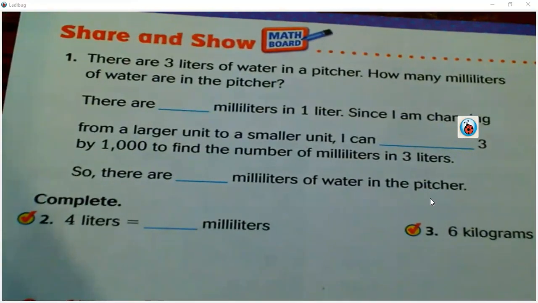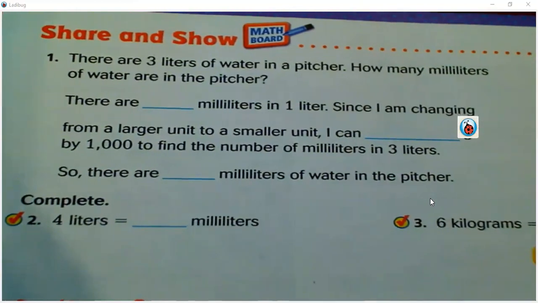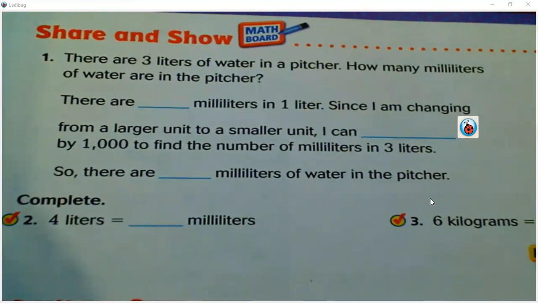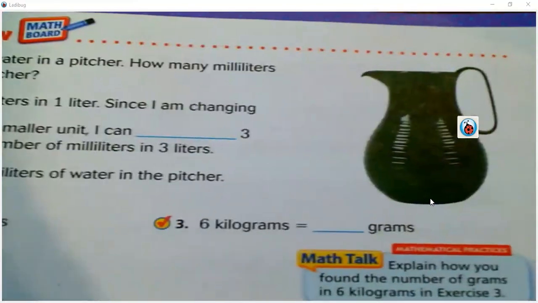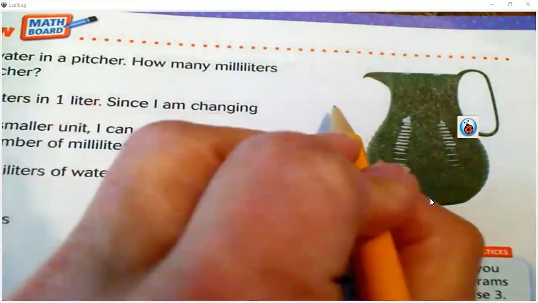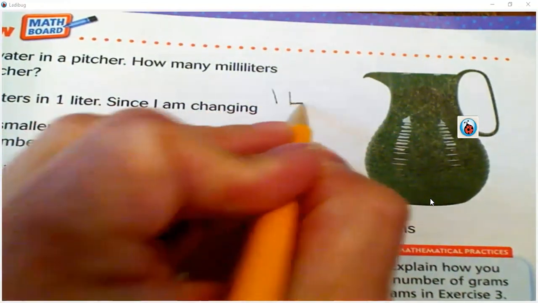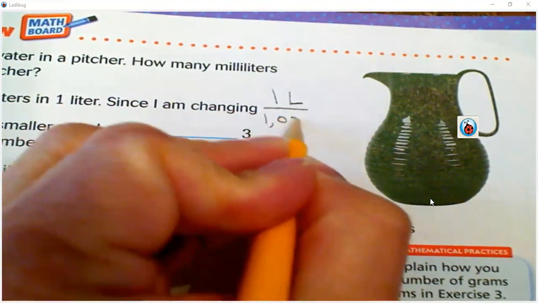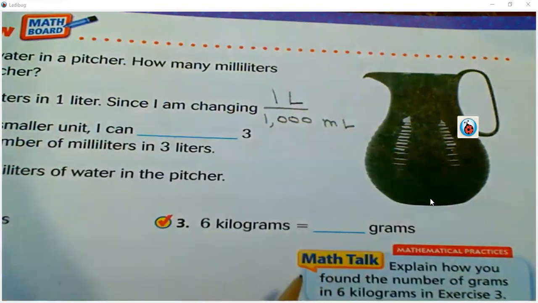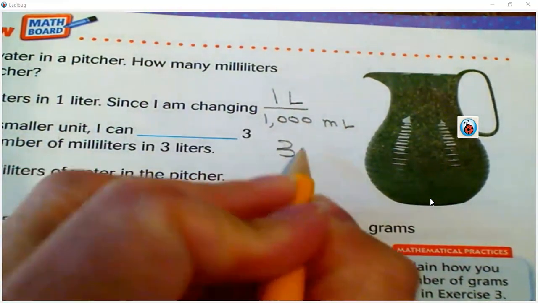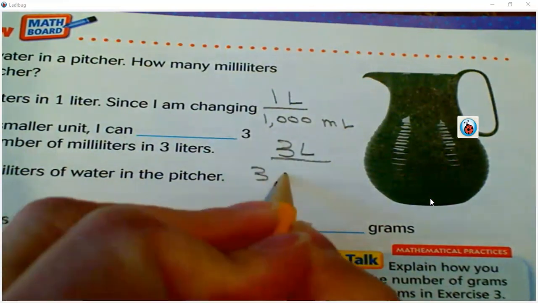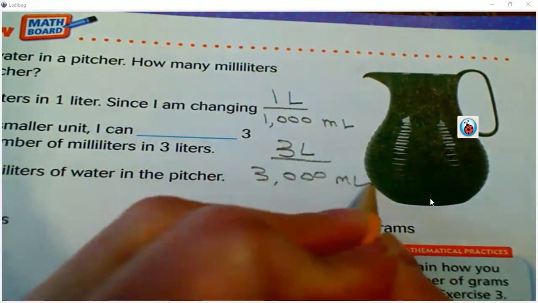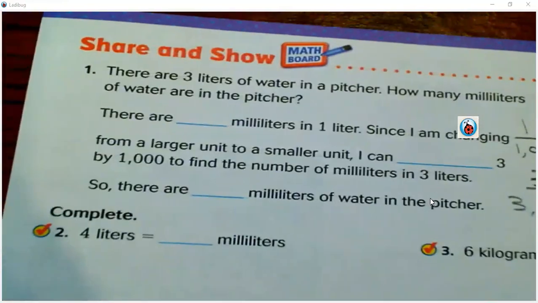There are 3 liters of water in a pitcher. How many milliliters of water are in the pitcher? So let's use the strategy that I love to use. If there is in 1 liter, 1,000 milliliters, then in 3 liters, there should be 3,000 milliliters. And in words, we can write this out.